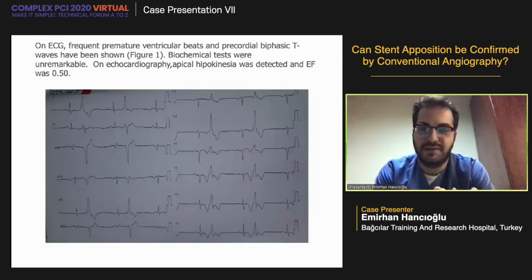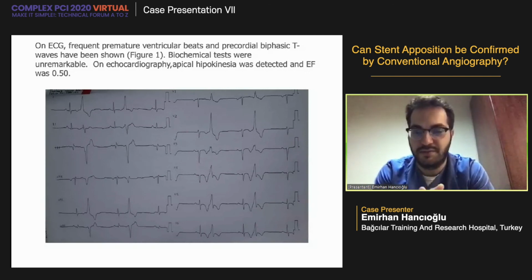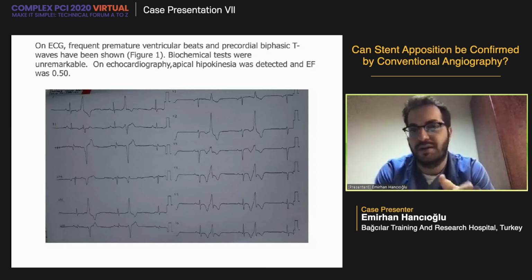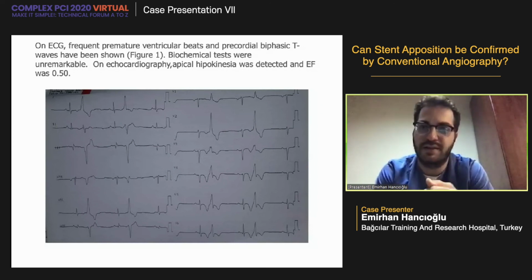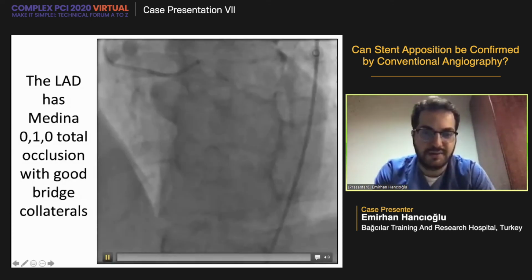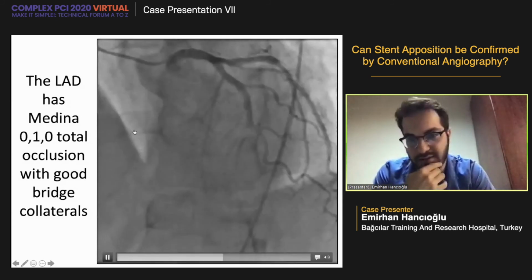On ECG, you can see there is precordial T wave negativity and ventricular extrasystoles. And on echocardiography, we saw apical hypokinesia, and the ejection fraction was 50. We performed the coronary angiography, and there was total LAD occlusion at the distal portion, and the RCA and the circumflex had minimal disease. Here you can see the LAD lesion.